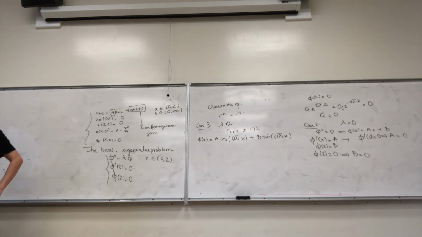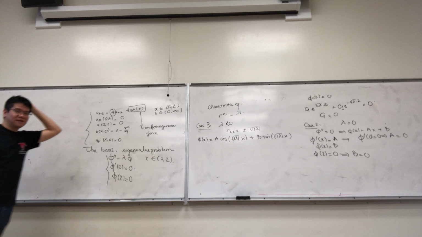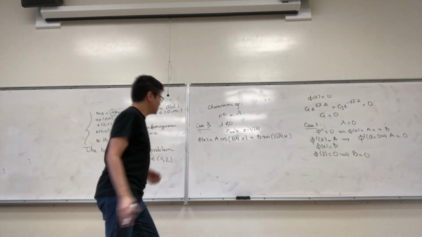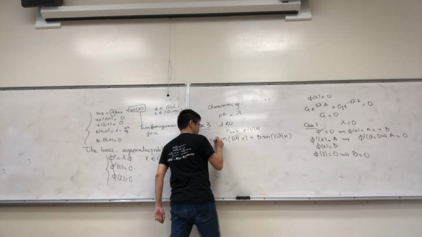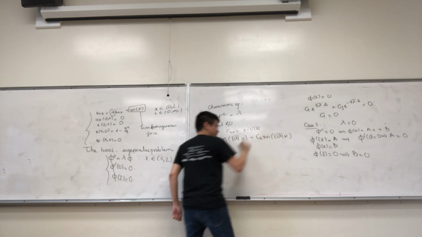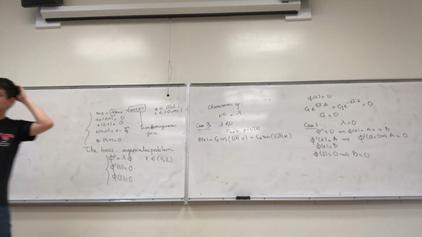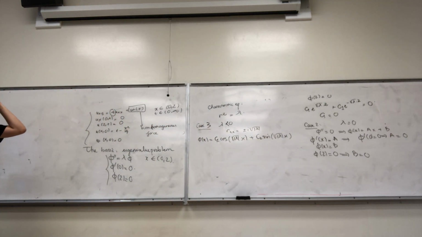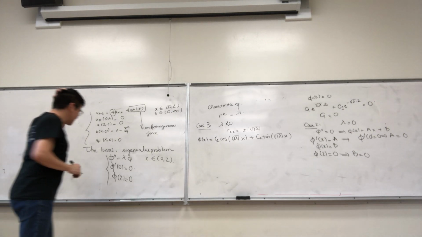Alright? What is the next step? Are we using A and B or C1 and C2? It doesn't matter, you can call them C1 and C2. It's just a name. So what is the next step?